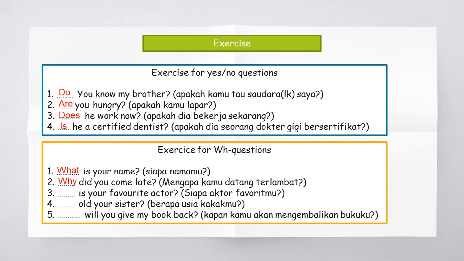You must see the Indonesian to answer the question. Okay, number 3: blank blank blank is your favorite actor. The answer is who. Number 4: blank blank blank old your sister. The answer is how. Number 5: blank blank blank will you give my book back? The answer is when.